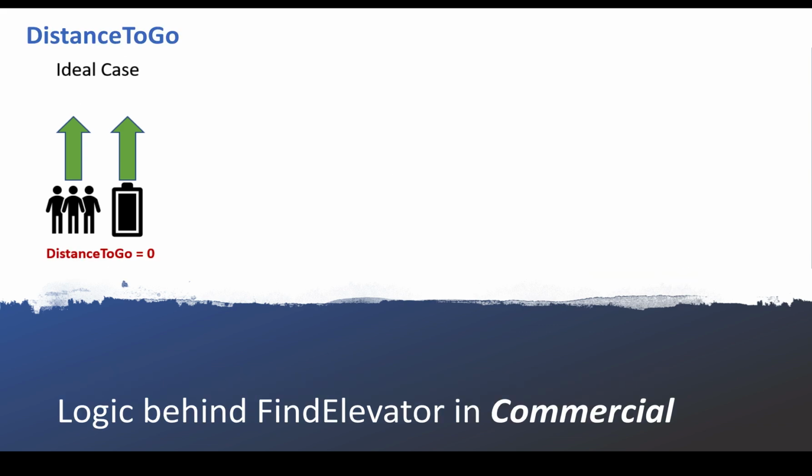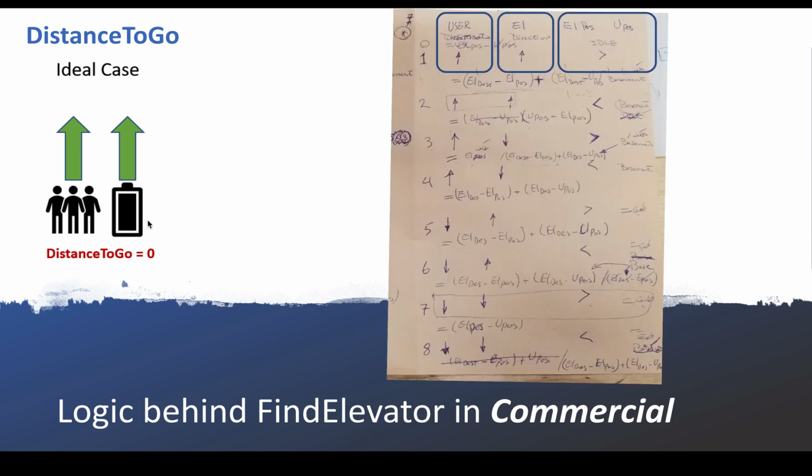In the case of the commercial, it's a little bit different. So I decided to calculate this parameter, distance to go, for each elevator, and then I can compare these parameters to select which elevator has a smaller distance to go, and then I assign that elevator to this user. Again, the ideal case is same direction, same position, and the elevator is still there. The other cases depend on the user direction, elevator direction, and elevator position.